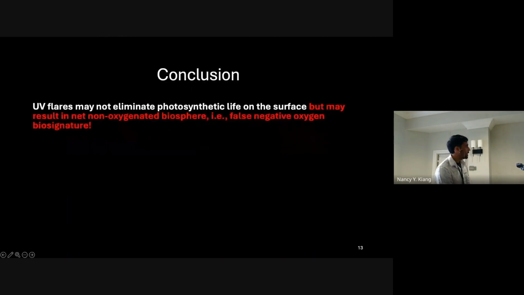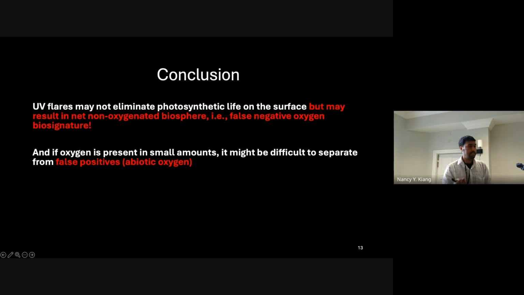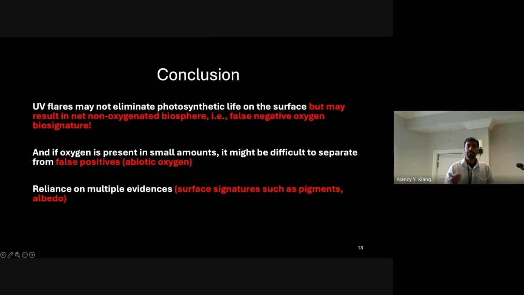And with that, I just want to conclude that when we think about flares, they may not eliminate the photosynthetic life, but they may result in a net non-oxygenated biosphere. And if you think about false positives as well, we have abiotic oxygen production, so it is difficult to separate where the oxygen source is coming from. So we need to incorporate multiple evidences, which is why I think the surface biosignature project is one thing, and maybe albedo or the multiple evidence we need to rely on.